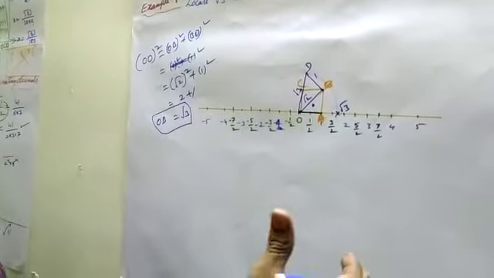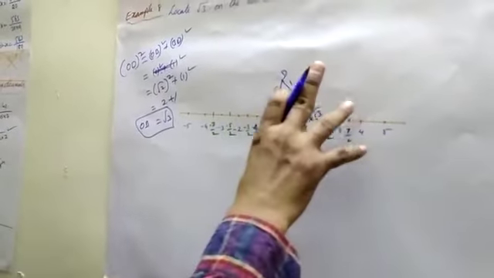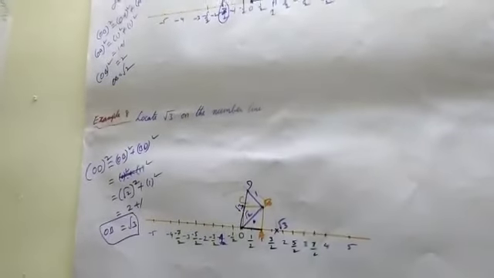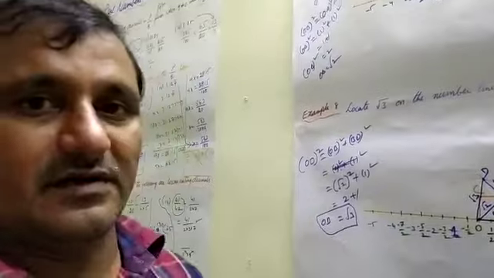Like root 5, root 6, root 7, use this process. Similarly, the root 2 process and the root 3 process on the number line. Okay, tomorrow we discuss the real numbers.